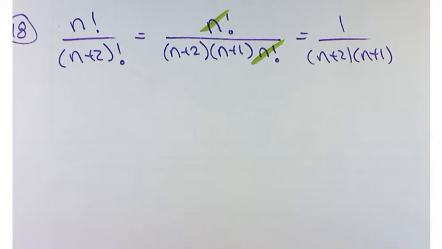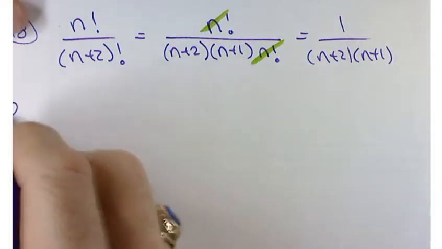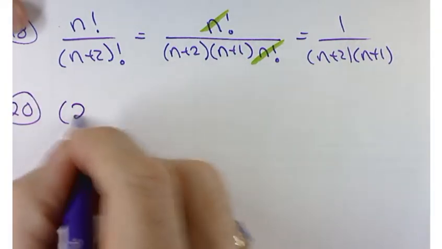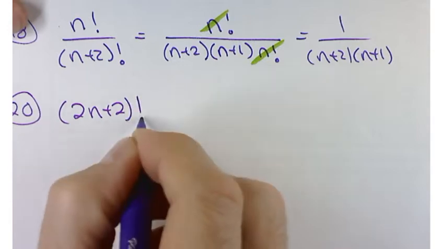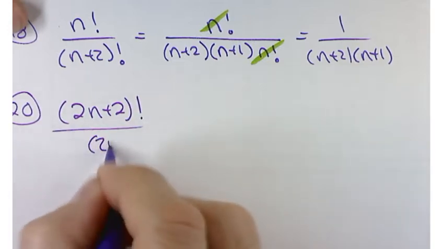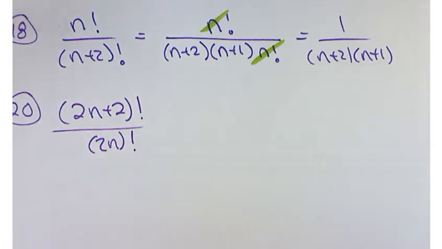Let's play that game again with problem number 20. Two n plus 2 factorial divided by 2n factorial. This time, see if you can't simplify it.